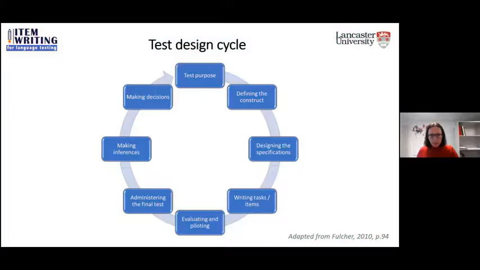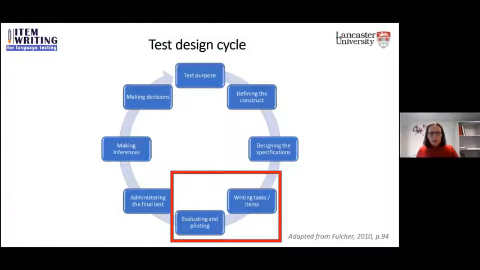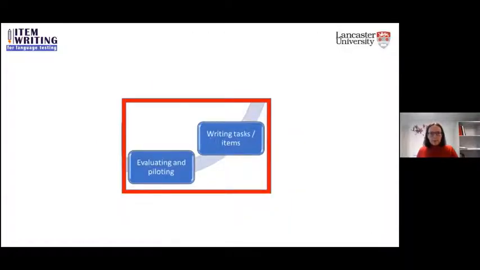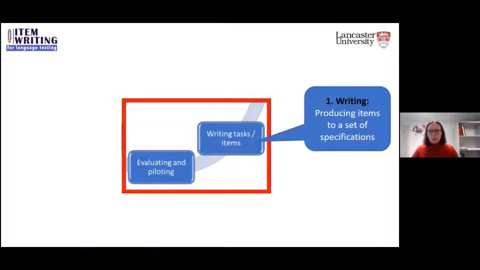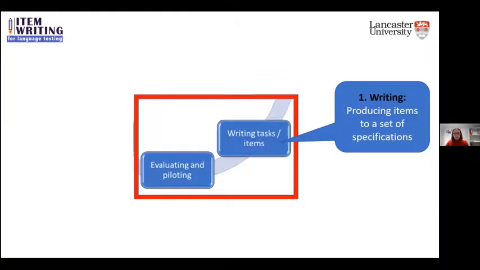But today we're not going to talk about the whole cycle. We'll just look at one small section of it: writing tasks and evaluating and piloting. Just a couple of things that I'd like to note here. First, all item writing should happen against specifications. Item writing is normally defined as producing items to a set of specifications. We're not going to discuss specifications today because it's a huge topic worthy of a separate meeting. But in everything I'm going to be saying, I'll be assuming that the items are based on specifications.